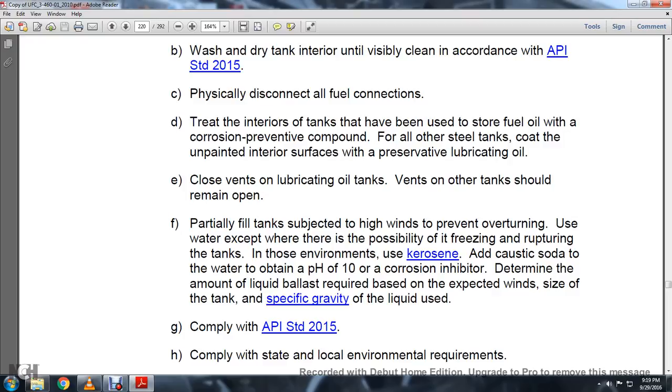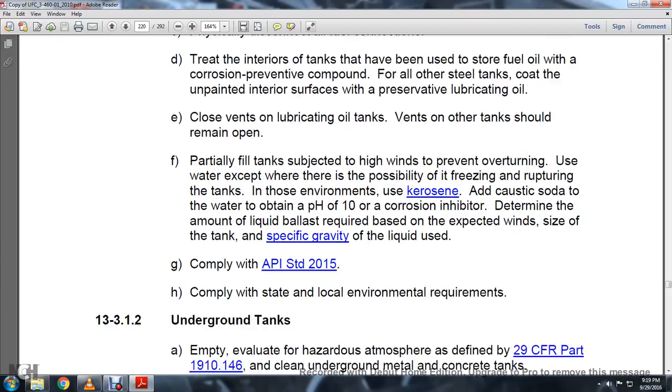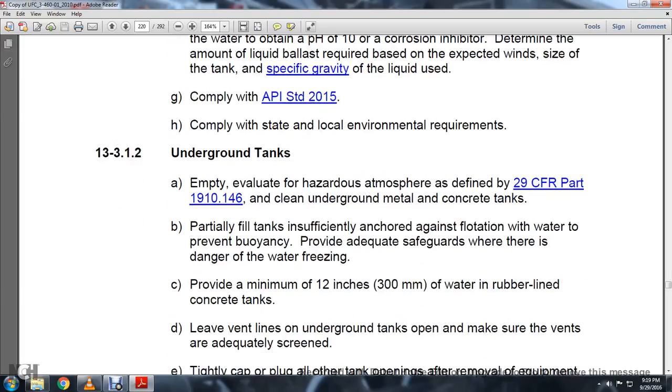Partly filled tanks are subject to high winds, so prevent overturning by ballasting with water, except where there is a possibility of freezing or rupturing the tank. Do not use kerosene, acid, or caustic soda with the water. Obtain the pH of the tank water or use a corrosion inhibitor. Determine the adequate liquid ballast required based on the expected winds, the size of the tank, and the specific gravity of the liquid used. Comply with API Standard 2015 and with state and local environmental regulations.